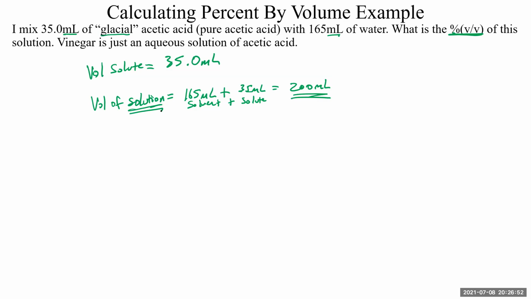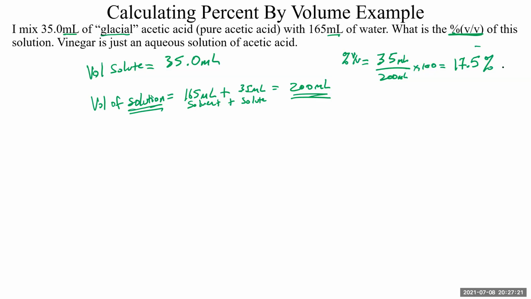So be careful. We just fit the definition of percent by volume. Percent V over V is going to equal 35 milliliters divided by 200 milliliters. Of course, all percentages require you to multiply by 100. So that's going to be half of 35%, which is 17.5%. And always write the identity of the solute, which in this case is acetic acid, which I'll write as HC2H3O2. I'll just write the formula because it's a lot easier than writing out acetic acid. 17.5%. So this is our solution.